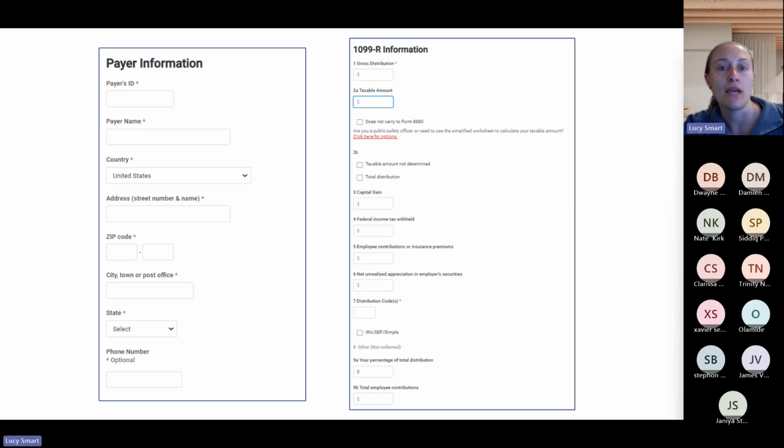And we'll copy the information from the tax form exactly, making sure we don't skip anything. So for our simple 1099-Rs with code 1, no exception, code 2, 4, 7, or B, if the taxable amount is determined, that's it. It's just like a W-2, you're just replicating it in the software.